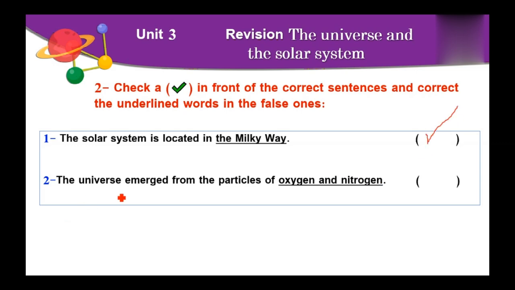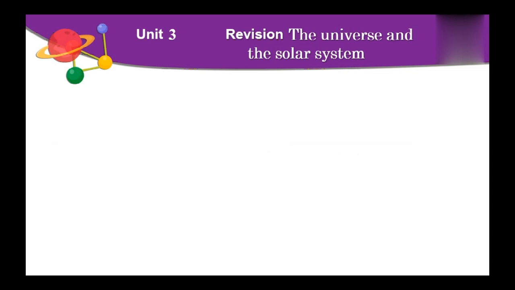The universe emerged from the particles of oxygen and nitrogen. This statement is not correct. Why? Because the universe emerged from two particles. One of them is helium and the other is hydrogen. Excellent. Another question.